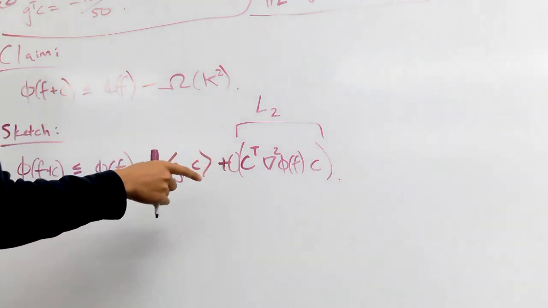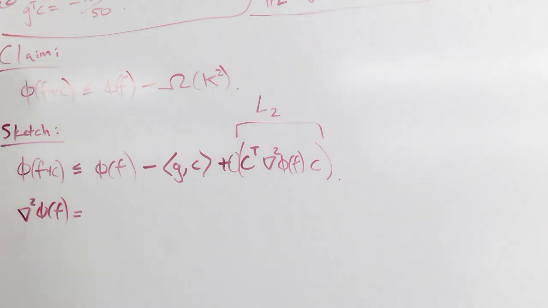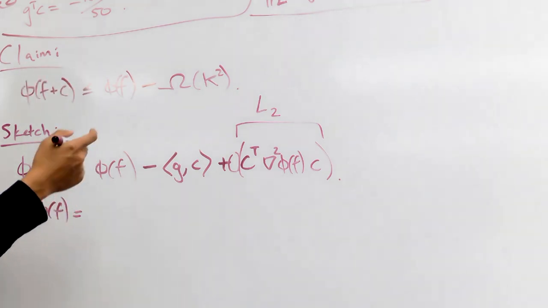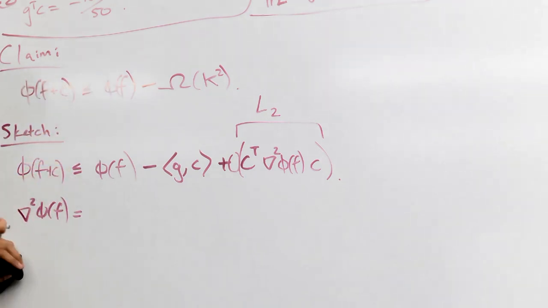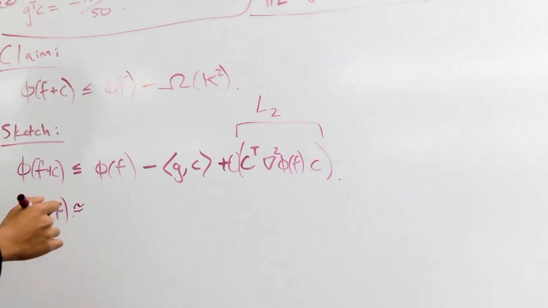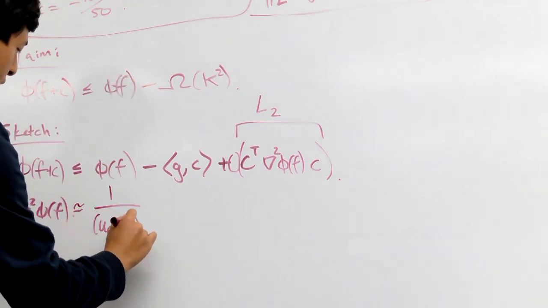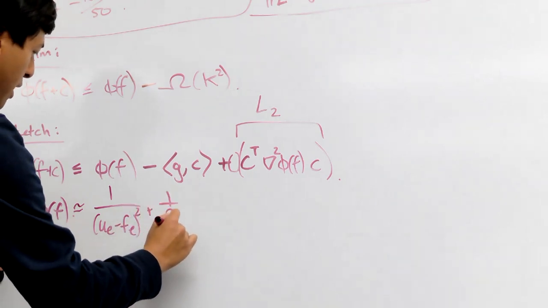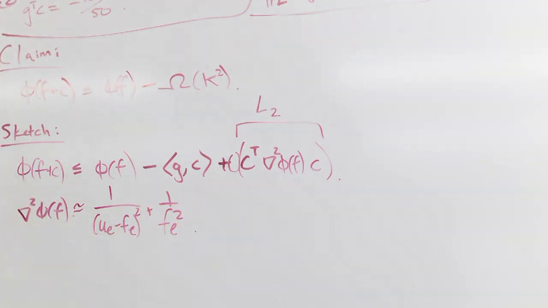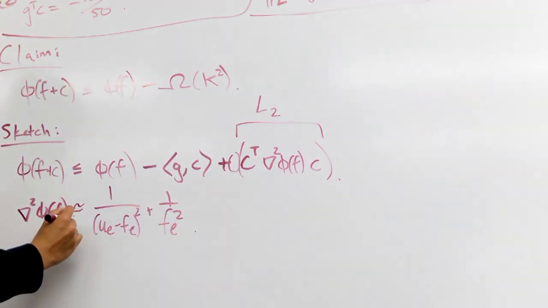So let's think about what the Hessian of this term is. There's two parts. Let me just throw out the first part of the Hessian, the 20m log. It's actually not important. So this is approximately the Hessian of the second part, which is 1 over (u_e minus f_e) squared plus 1 over f_e squared. Okay. So this is the Hessian on edge e.